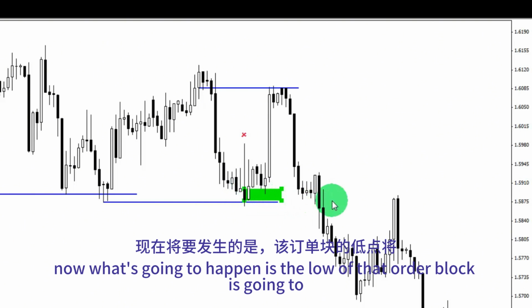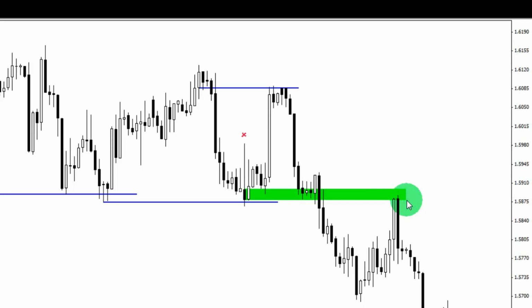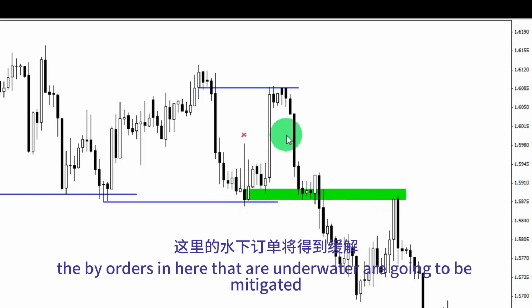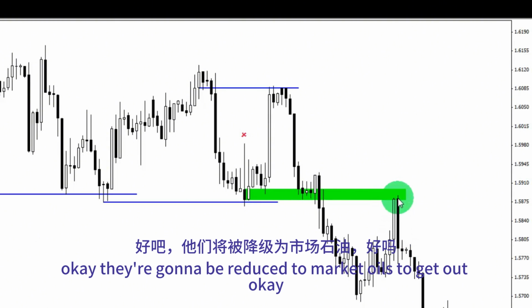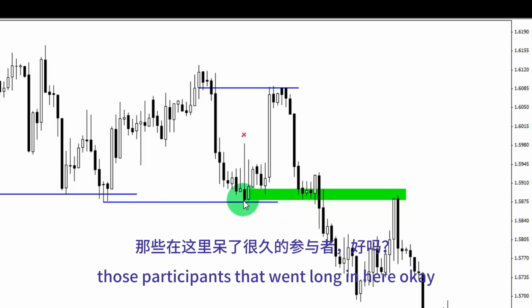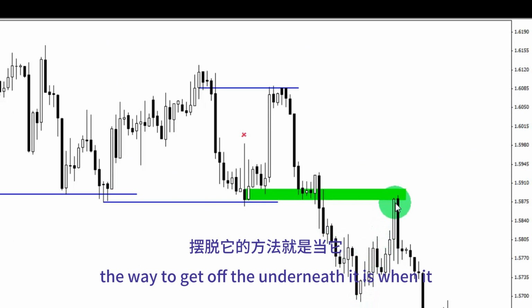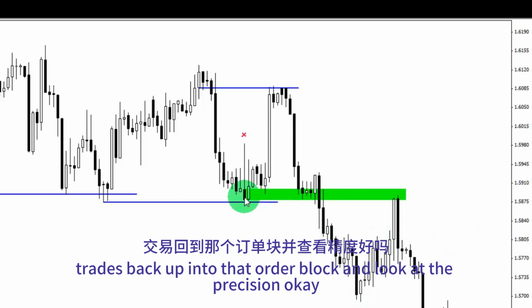Now, what's going to happen is the role of that order block is going to shift to do what? The buy orders in here that are underwater are going to be mitigated. They're going to be reduced to market orders to get out. They'll collapse. As the market trades back up, those participants that went long in here, that did see an eventual losing position there, the way to get out from underneath it is when it trades back up into that order block. Look at the precision.